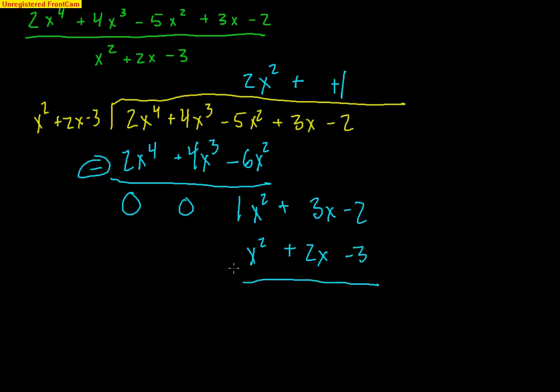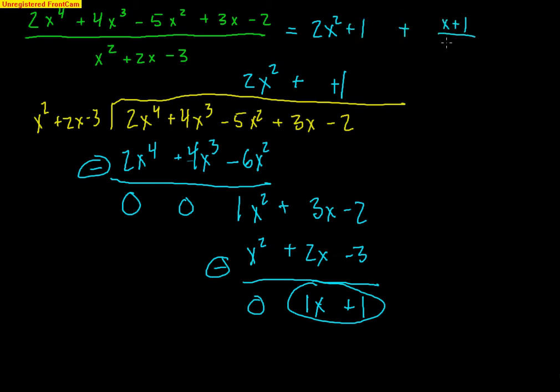And now I'm going to go ahead and subtract. 1 minus 1 is 0. 3 minus 2 is 1x. Negative 2 minus negative 3. Be careful again. A double negative will make that a plus 1. At this point, an x squared cannot be reduced to an x. I cannot make it any smaller. So here's my remainder. So my final answer is the quotient 2x squared plus 1 plus my remainder of x plus 1 divided by my divisor, x squared plus 2x minus 3. So there's my final answer, quotient plus remainder over divisor.